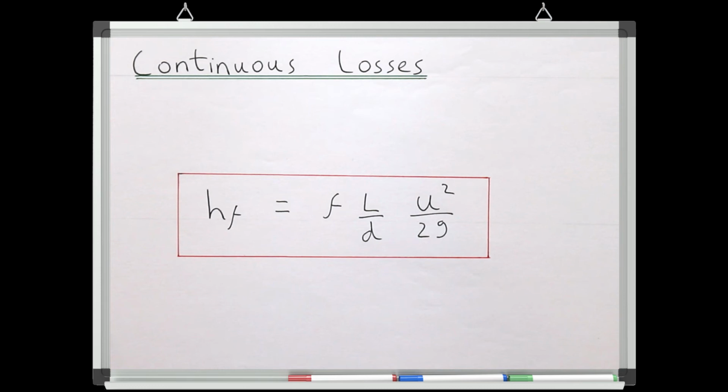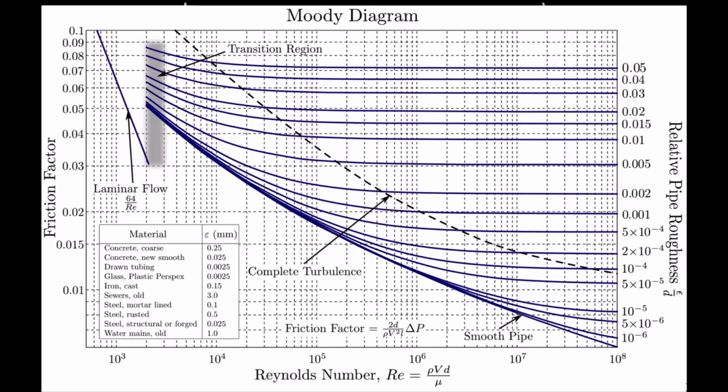To work out this parameter, we're going to need to use something called the Moody Diagram, which we'll work through quickly now, but I've put the link to a more comprehensive explanation of how to use this chart into the description. So this is a Moody diagram, and this diagram will allow us to find the friction factor of a flow based on the flow's Reynolds number and the roughness of the pipe.